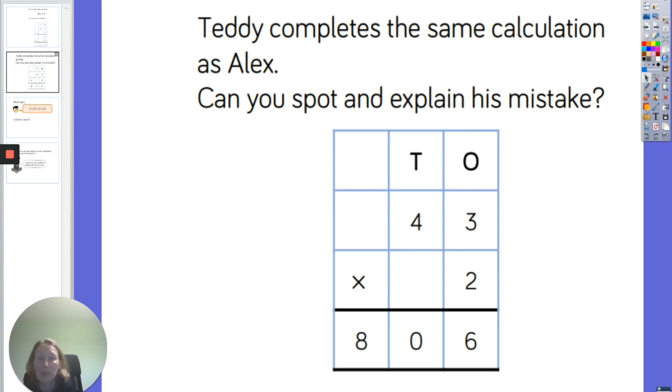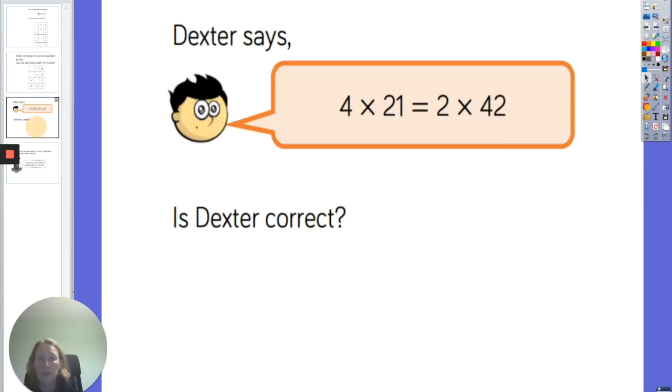Okay, right, now let's see if we can move on to another question. I hope you can see on the board it says, Dexter says 4 times 21 equals 2 times 42. And then I've written, is Dexter correct? So what you need to do now, if you can, is get yourself a piece of paper and see if you can work out those calculations. And why don't you try and do it setting it out in the column method, just as a bit of practice.